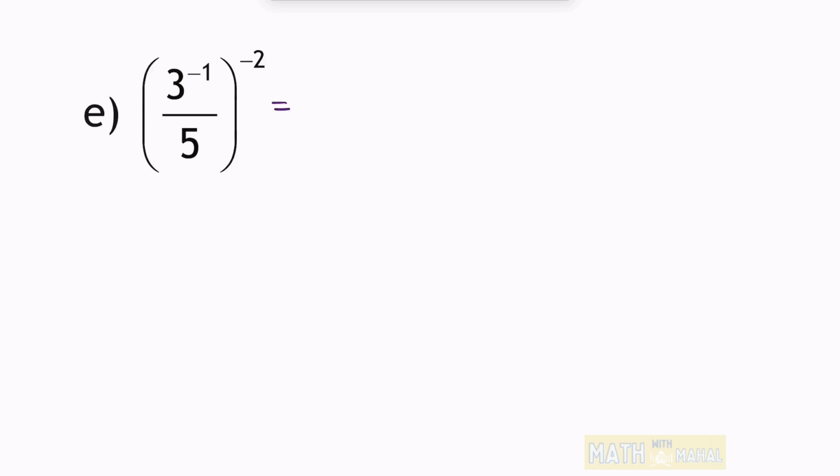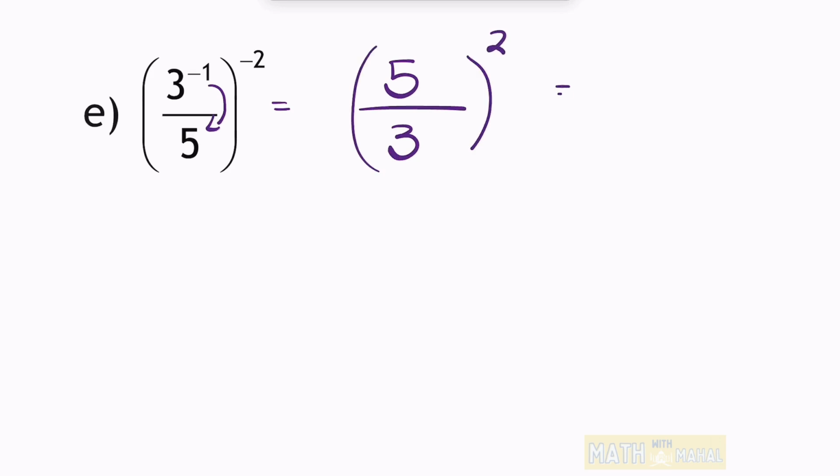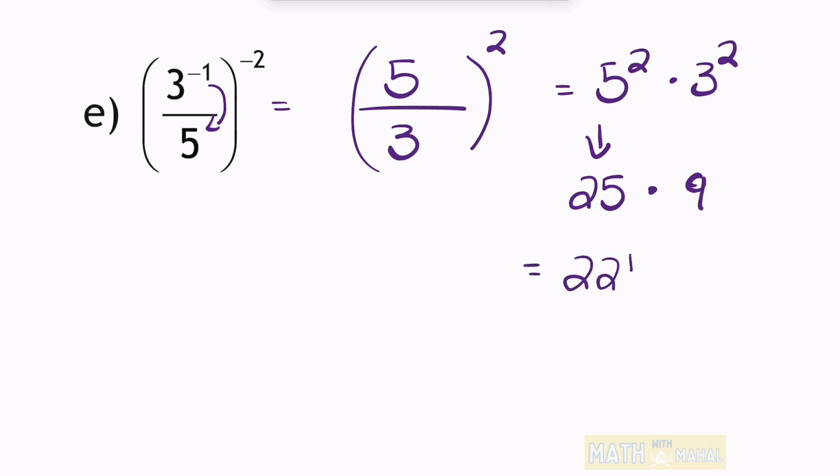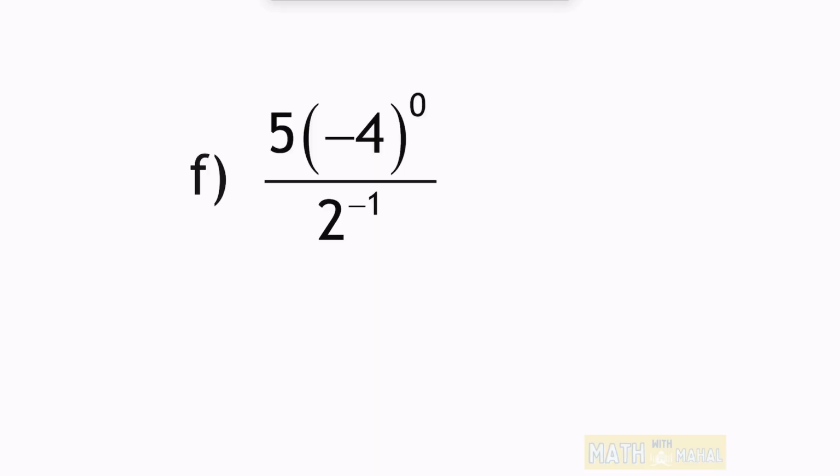Okay, let's try this one. So the first thing I'm gonna wanna do is get my positive exponent, and that's gonna happen just by flipping this. So this is gonna become 5 over 3 to the power of 1. Now I can go ahead and distribute my 2. So that becomes 5 to the power of 2 times 3 to the power of 2. Now I can go ahead and evaluate this. This would be 25 times 9. And that's going to give me 225.